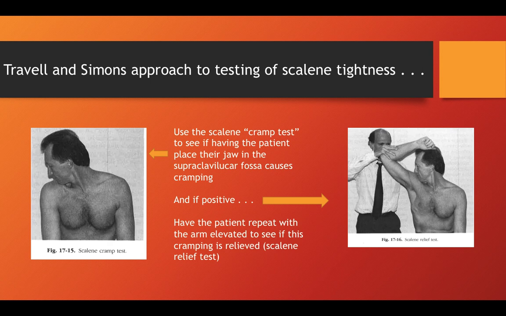Some suggested additional tests are based on the observations of Travell and Simons for scalene tightness. The cramp test is performed by the patient placing their jaw into the supraclavicular fossa on the same side to see if this causes cramping, and if positive, have the patient repeat with the arm elevated to see if the cramping is relieved, called the scalene relief test.